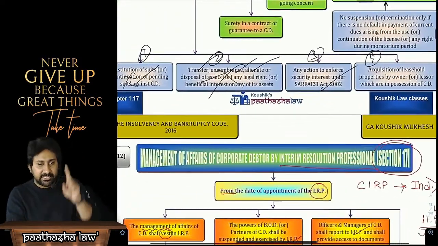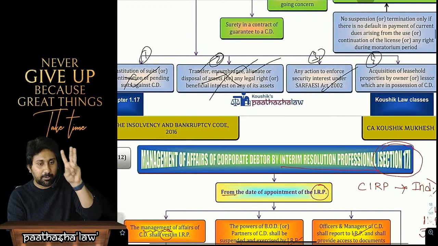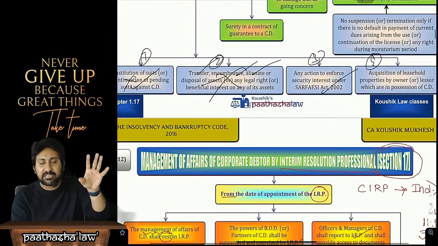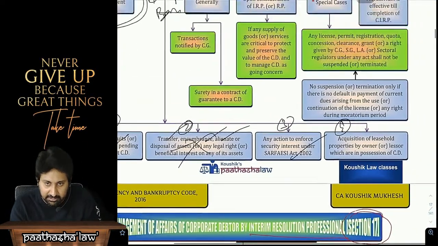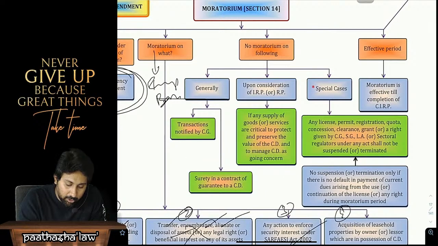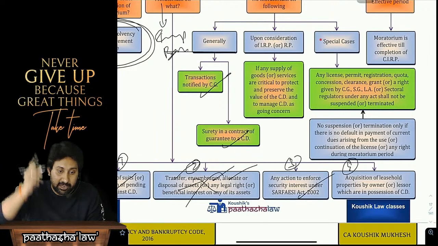Number 1, existing legal suits can't continue, and new legal suits can't be filed. Number 2, transfer, encumbrance or disposal of assets is not possible. Number 3, banks cannot exercise their security interest enforcement. And the last one, leasehold and rental properties also cannot be transferred. Next, no moratorium on what? No moratorium on transactions notified by the Central Government, and no moratorium on sureties' properties.